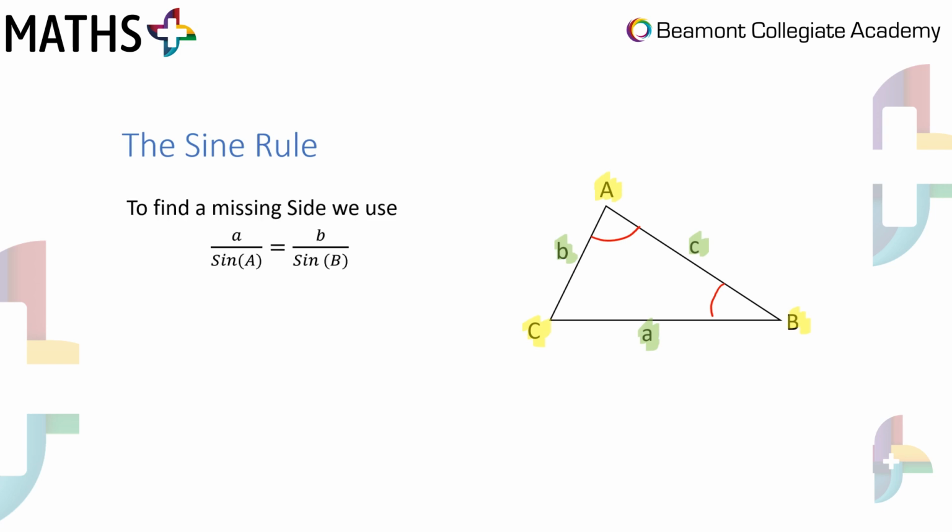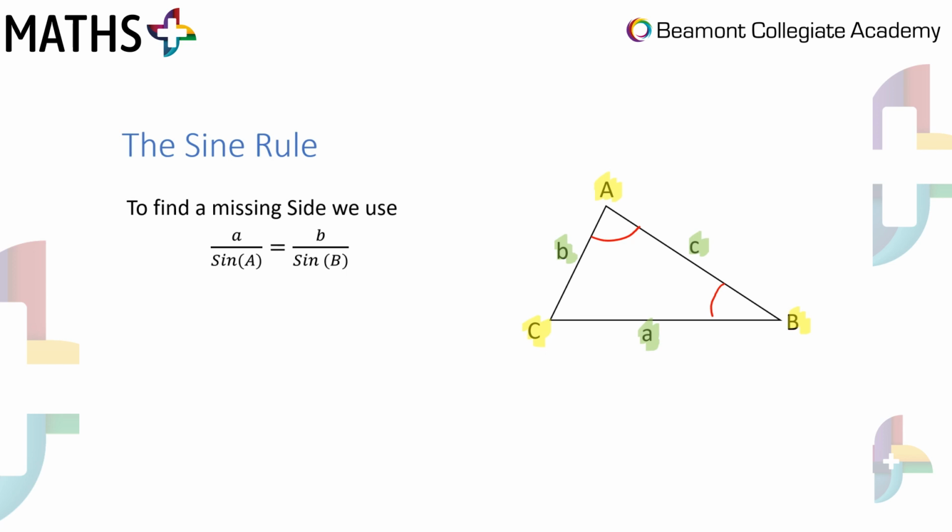So to find a missing side, we use a over sine A equals b over sine B. All that means is if we divide length a by the sine of angle A, we'll get exactly the same answer as if we divide length b by sine of angle B. So that's what the sine rule basically says. Now don't get too hung up in the exam about which angle we're going to call A, B and C.